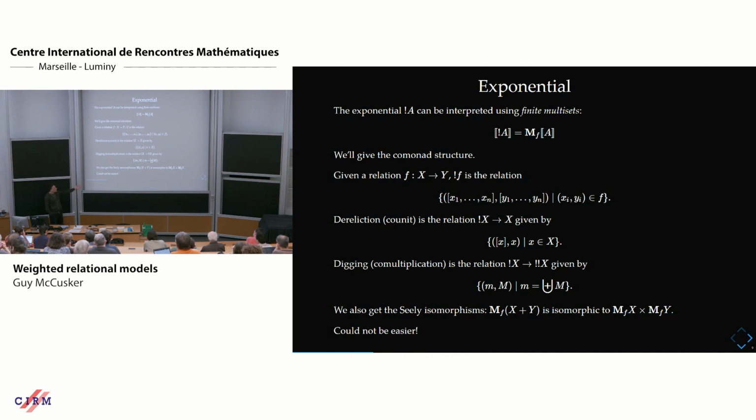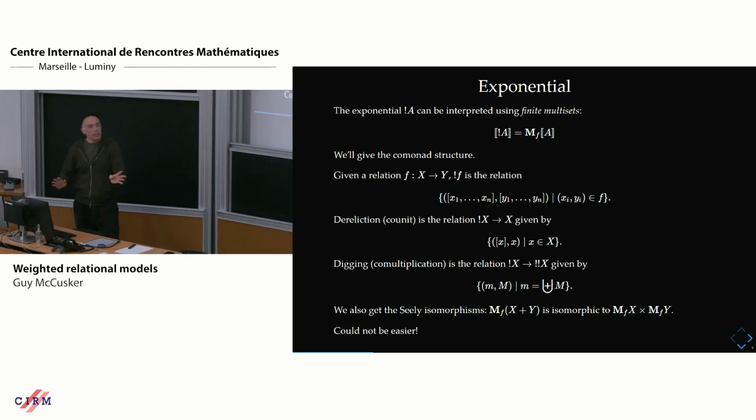Dereliction, the co-unit, is given by this relation, which just relates singleton multisets to their one element. And the digging, the co-multiplication, is this relation that essentially, if you read it from right to left, is taking the union of a collection of multisets, the union of a multiset of multisets, and giving you back a multiset. And we get the Seeley isomorphisms that JS told us about this morning, because finite multisets over the disjoint union of X and Y are isomorphic to pairs consisting of a finite multiset of X's and a finite multiset of Y's. So everything just goes through exactly as you would hope for it to do, and it really couldn't be easier. So that's nice.